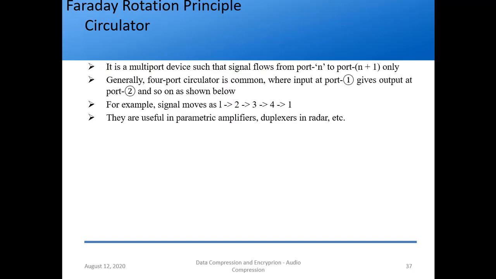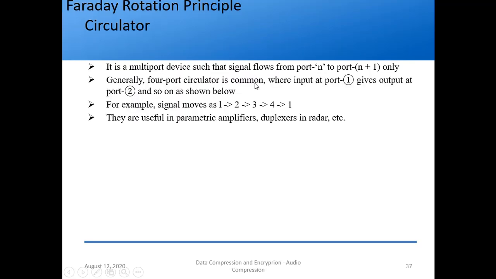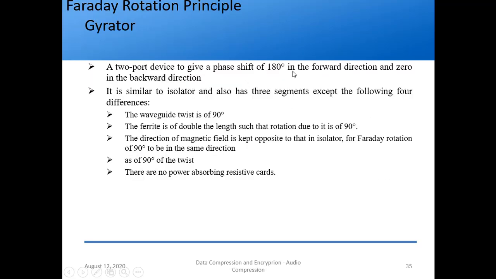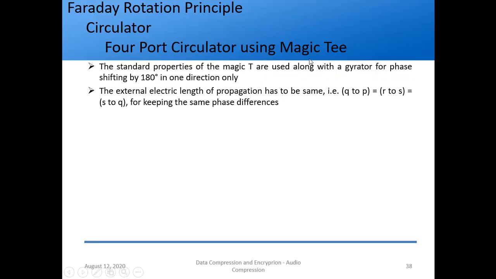And I forgot to show the symbol here, but in the last circulator lecture I have shown the symbol also, I suppose. So the very important circulator and exam question is the 4-port circulator using magic T. That's why I revised magic T also. So the standard properties of magic T are used along with a gyrator for phase shifting by 180 degree in one direction only. As we saw, what does a gyrator do? It gives a phase shift only in one direction, that is the forward direction. So that concept is used here.